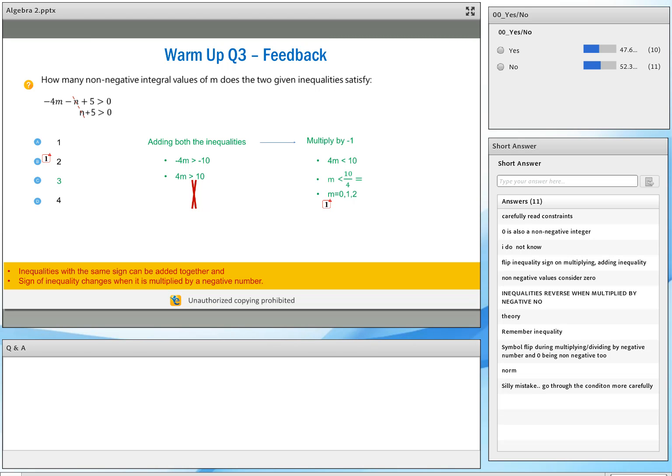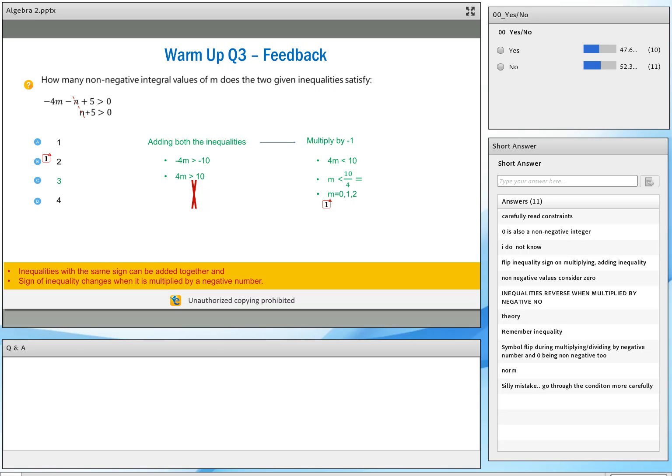Inequalities reverse when multiplied by a negative number. If you faltered at that point, good, you need to write that down. That is a conceptual understanding that you need to have, and that would go into your concept error there.